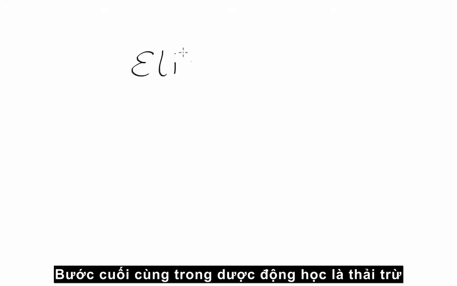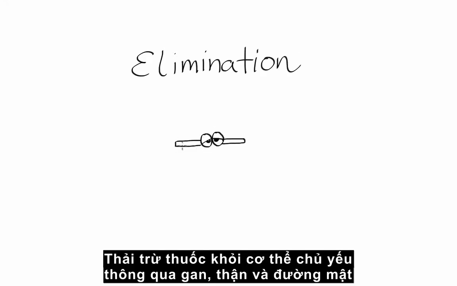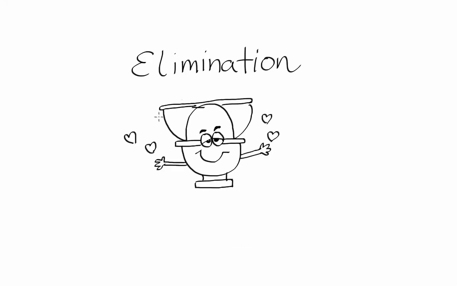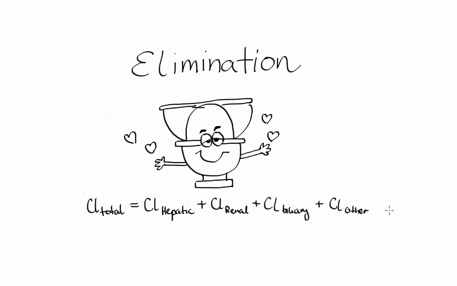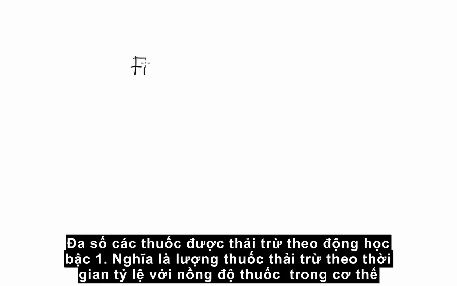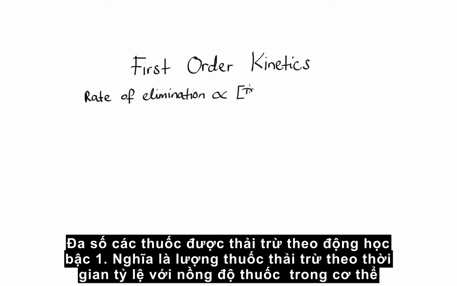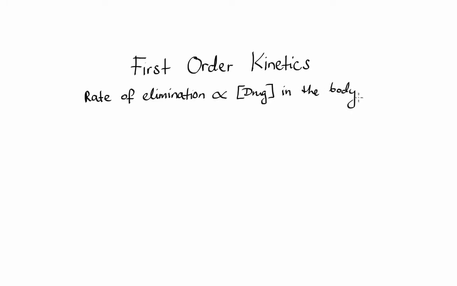The last step in the pharmacokinetic process is elimination, which refers to clearing of a drug from the body mainly through hepatic, renal, and biliary routes. So the total body clearance is simply the sum of individual clearance processes. Most drugs are eliminated by first-order kinetics, which means that the amount of drug eliminated over time is directly proportional to the concentration of drug in the body.